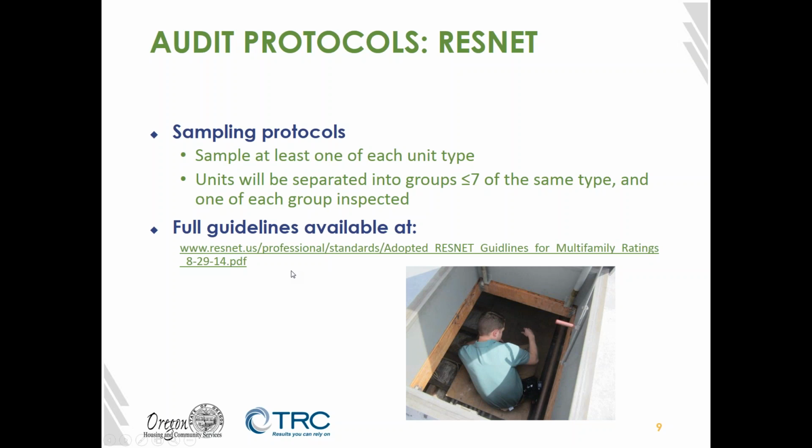But the very, very basic system of the protocol is that you take the units, and for every unit type, so based on number of bedrooms and wall area, that sort of thing, we have to go into one of each of those units. If there are a lot of units of one type, then we can group them into groups of 7 or fewer, and then we have to go into one of each of those groups. So generally we go into approximately, more or less, 1/7 of the units.